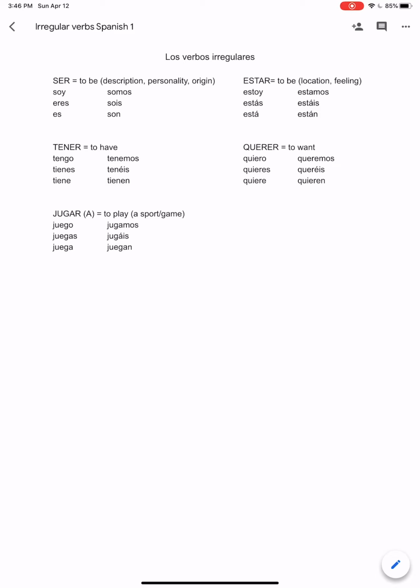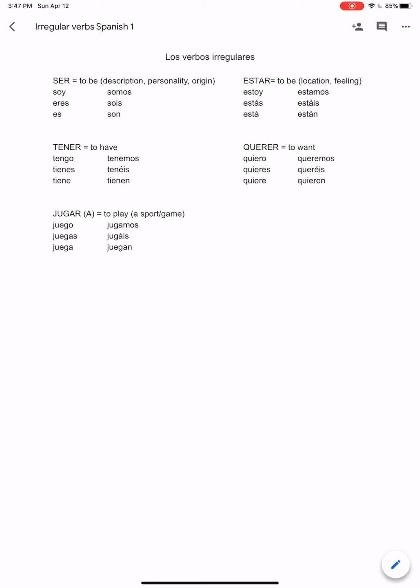Now, the important thing to remember with the verb estar is that for the tú form, the usted, él, and ella form, the vosotros form, and the ellos, ellas, and ustedes form, there is an accent mark over the letter A.